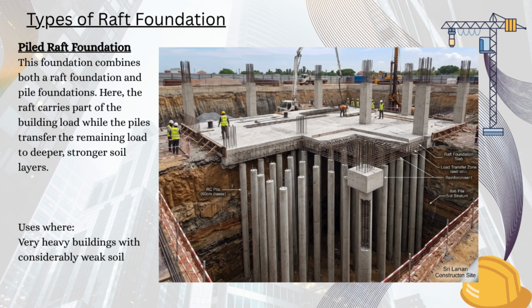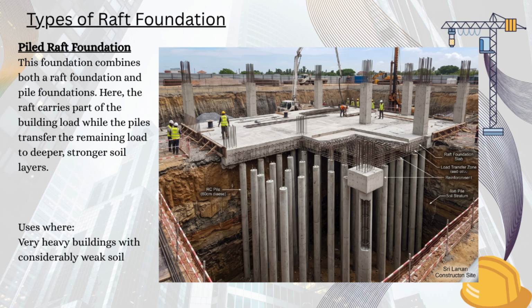The final type is the piled raft foundation. As the name suggests, this foundation combines both a raft foundation and pile foundations. Here, the raft carries part of the building load, while the piles transfer the remaining load to deeper, stronger soil layers. This system is used when the surface soil is too weak to support the building by a raft foundation alone.